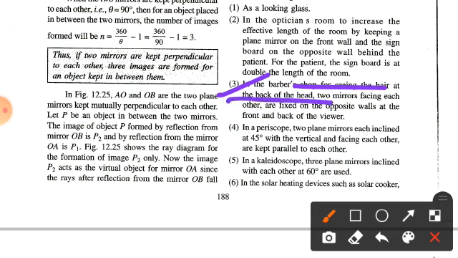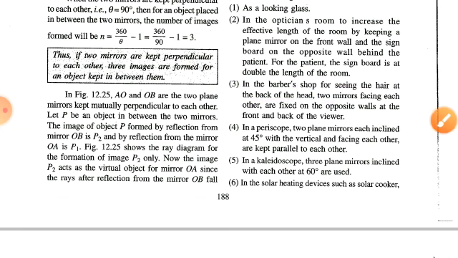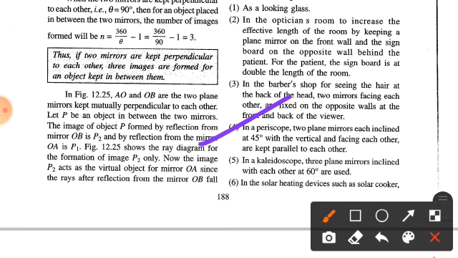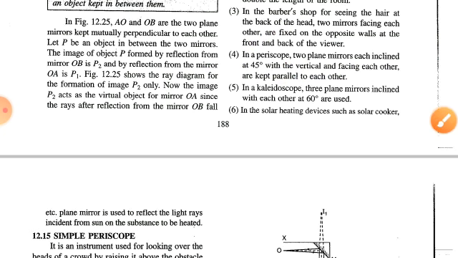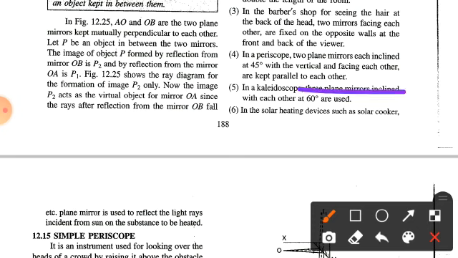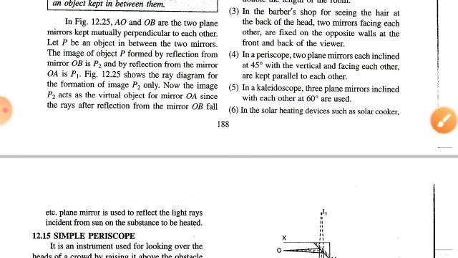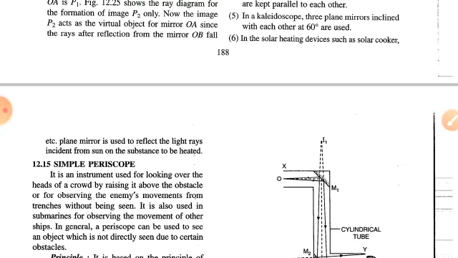The two mirrors facing each other are fixed on the opposite walls, at the front and the back of the viewer. The fourth one is in a periscope, where two plane mirrors, each inclined at 45 degrees with the vertical and facing each other, are kept parallel to each other. The fifth one is in a kaleidoscope, where three plane mirrors inclined with each other at 60 degrees are used. The sixth one is in solar heating devices such as solar cookers, where a plane mirror is used to reflect the light ray incident from the sun on the substance to be heated. Fine.